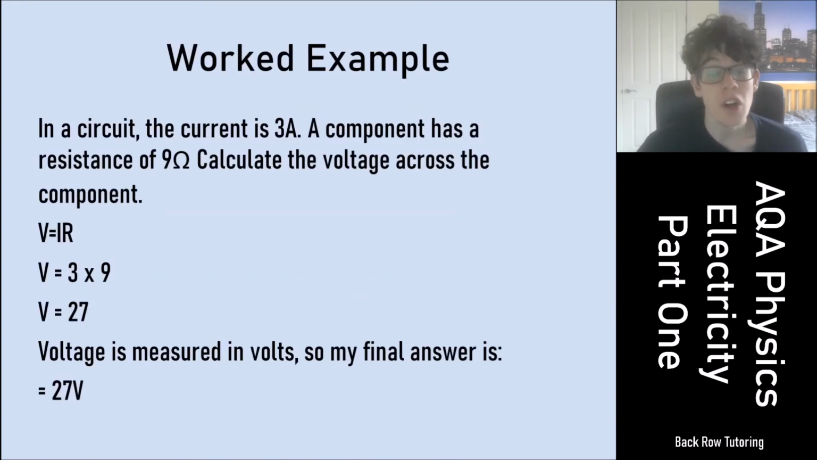In a circuit, the current is 3 amps. A component has a resistance of 9 ohms. Calculate the voltage across the component. Well, firstly, we're going to write out our equation. V is equal to IR, or voltage is equal to current times resistance. Voltage is equal to 3 times 9, because we have 3 amps and we have 9 ohms of resistance. So the voltage is 27. Voltage is measured in volts, so my final answer is 27 volts.